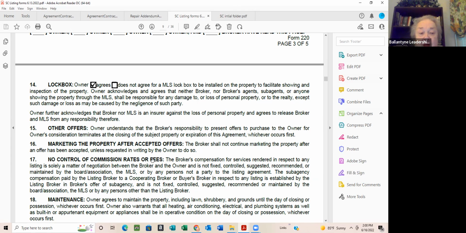Look at this right here. Other offers. Owner understands that the broker's responsibility to present offers to purchase to the owner for owner's consideration terminates at the closing of the subject property or expiration of this agreement, whichever comes first. So you are going to have to present any and all offers until the day of closing or the day of termination of this agreement. You have no further obligation past that date to present any offers or try to work anything about that listing.